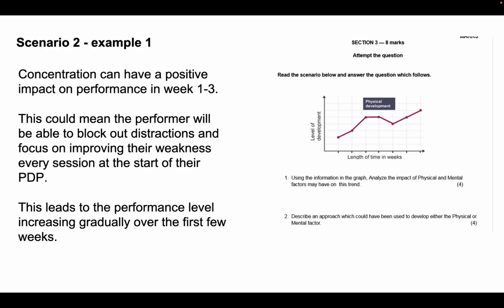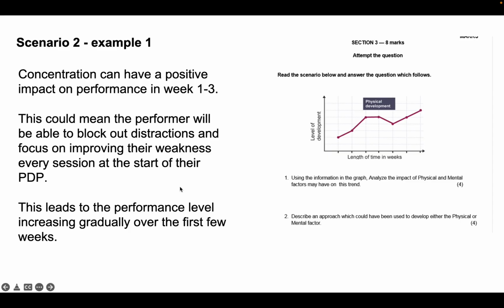So, concentration can have a positive impact on performance in weeks 1 to 3, so we can see that the performance level is increasing. This could mean that the performer will be able to block out distractions and focus on improving their weakness every session at the start of their PDP. This leads to the performance level gradually increasing over the first 3 weeks. So that would get us 1 mark.